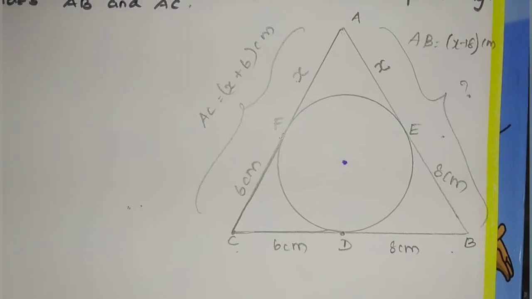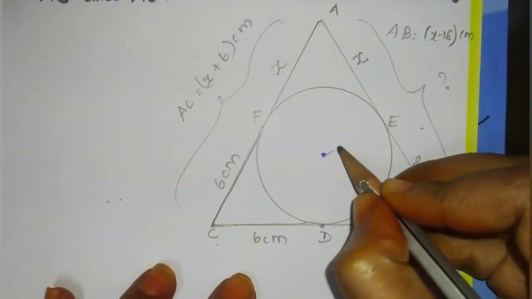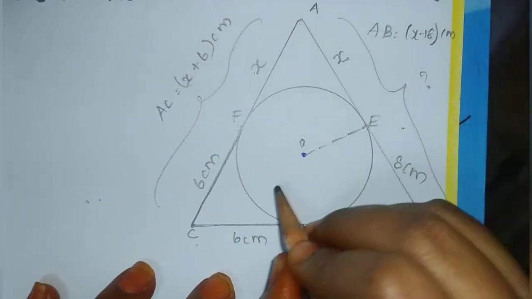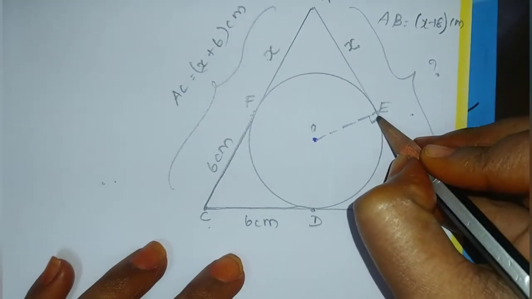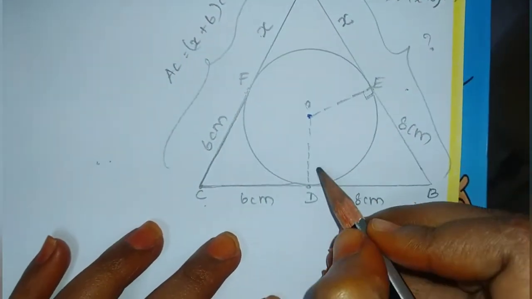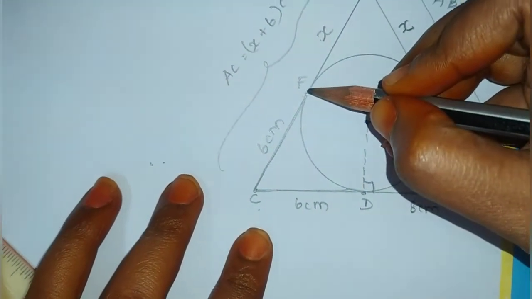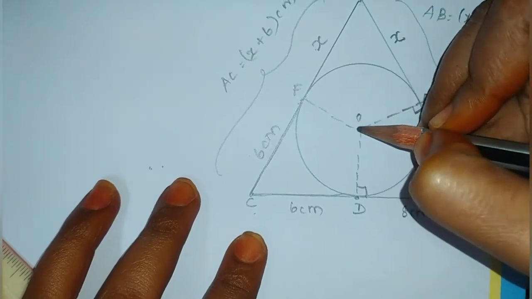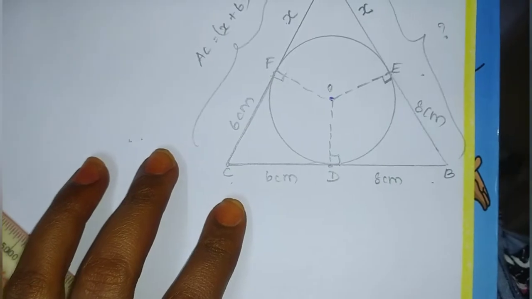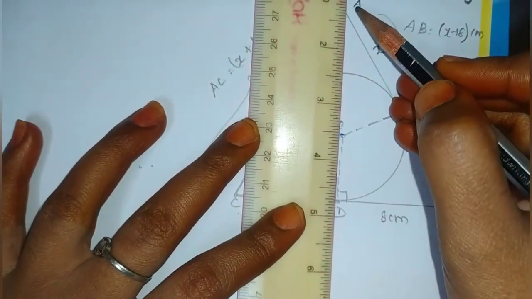First, join OE, the center to the point of contact. Then it makes 90 degrees. Center to the point of contact makes 90 degrees. Clear, children? And then I'm going to join OA also.